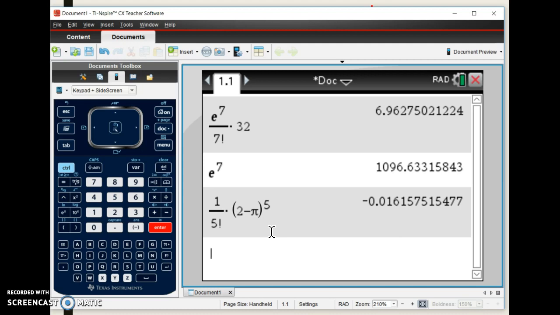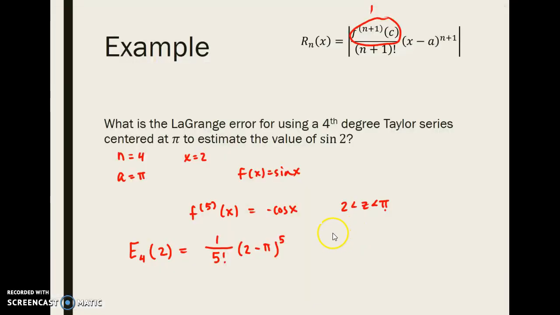So this time my error is much smaller. We actually don't pay attention to the sign. We just say we're within 0.016 of the actual value. If we use a 4th degree polynomial, we're within 0.016 of the actual value of sine of 2. So this is how Lagrange error works.